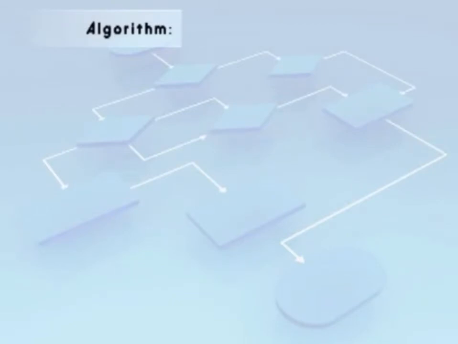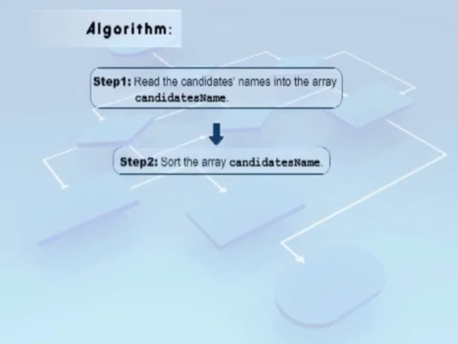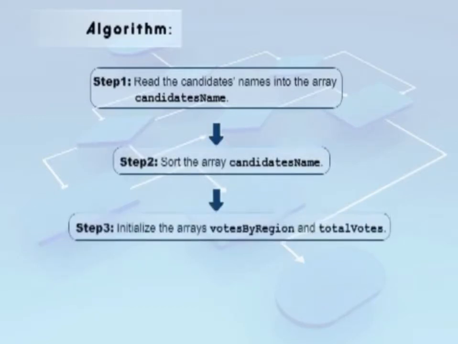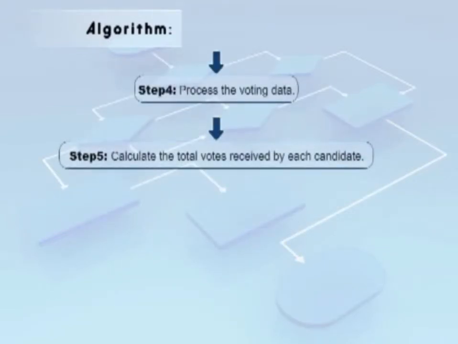This discussion translates into the following algorithm. Read the candidates' names into the array candidate's name. Sort the array candidate's name. Initialize the arrays votes by region and total votes. Process the voting data. Calculate the total votes received by each candidate, and output the results.